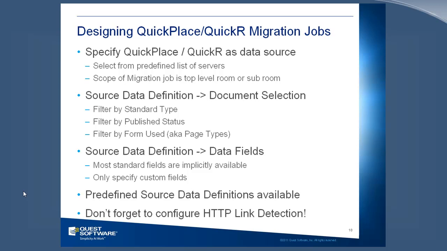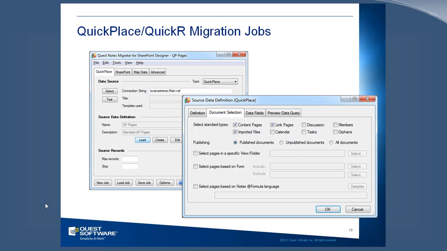So typically you'd run one migration job to migrate all the discussion stuff in a QuickPlace over to a discussion list, and another one for the calendar part, and another one for all the content pages. And once again, don't forget to configure your HTTP link detection, because that's how we're going to detect those cases where people have links between QuickPlace pages. So here's an example of what it looks like when you're designing a source data definition for QuickPlace. We have this new type of checkboxes that allow you to configure what you want to migrate, published versus unpublished documents, and specific forms and views, and so on.